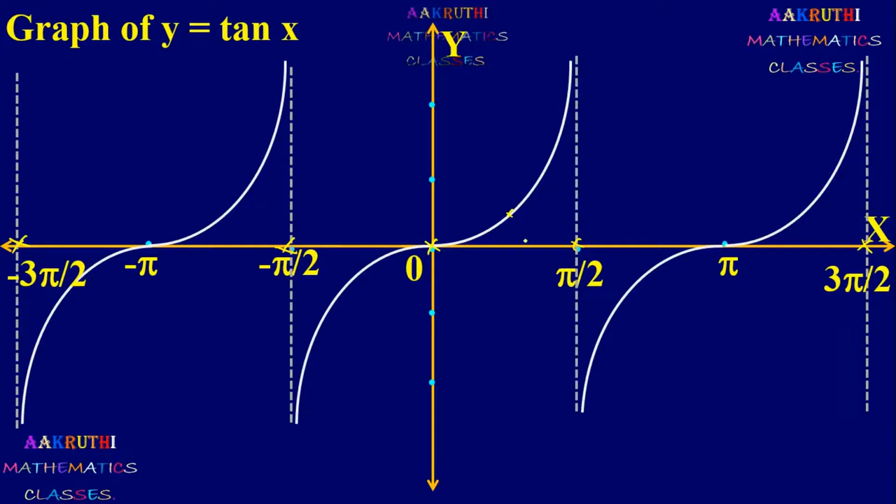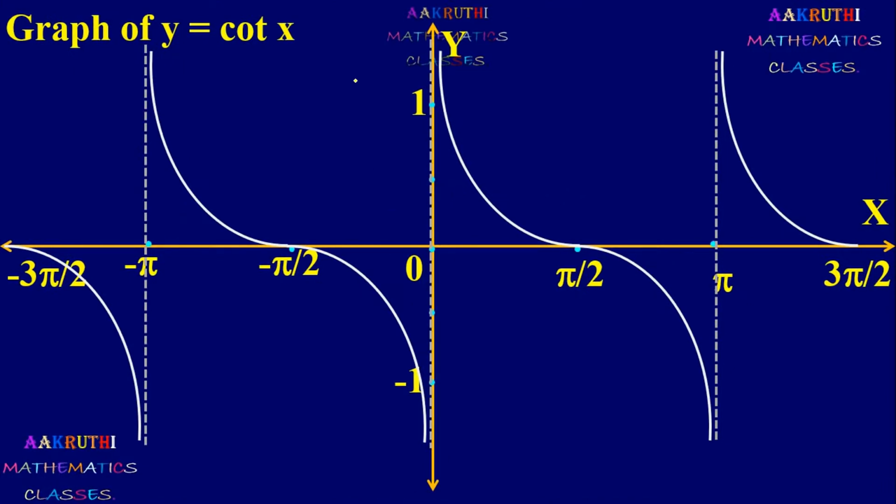So here in the first quadrant, tan is positive. In the second quadrant, that is from 90 to 180 degree, tan is negative. And in the third quadrant, it is 180 to 270 degree, tan is positive. And in the fourth quadrant, tan is negative. So this is the graph of y equal to tan x.